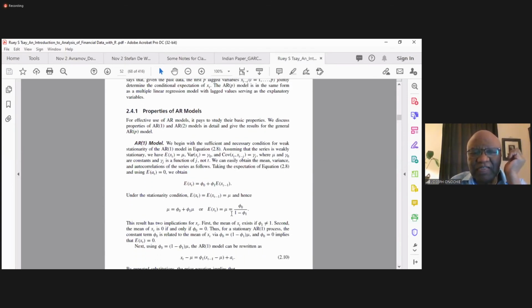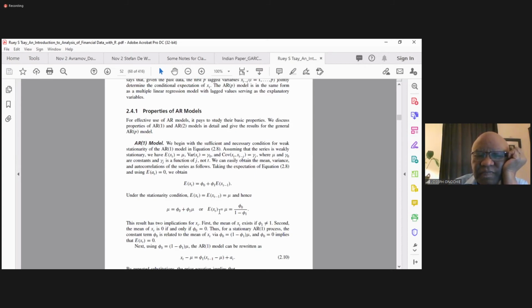Everybody sees this? So the mean of XT, which we call mu, is equal to the constant plus this constant times mu. So tonight we're going to derive this equation I'm circling. We're going to say the mean of the AR1 process is equal to the constant, phi 0, divided by 1 minus the coefficient of the lagged return. Are you with me so far?